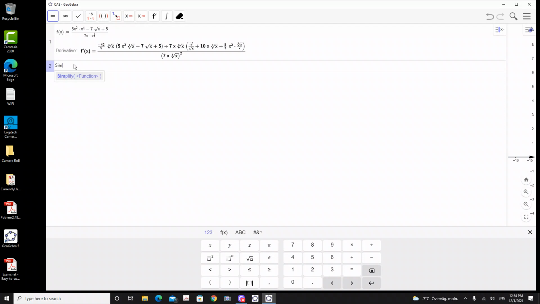So, okay, I can simplify the derivative. So f prime of x. Let's see. Hopefully this will work. That's a very good answer. Amazing. How should I simplify that expression? Copy and paste in the simplified part.